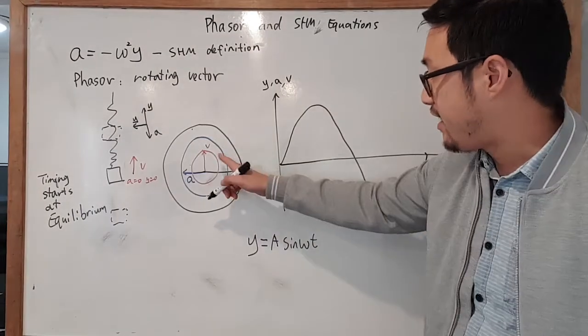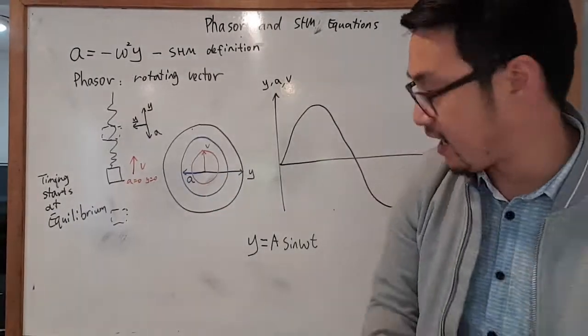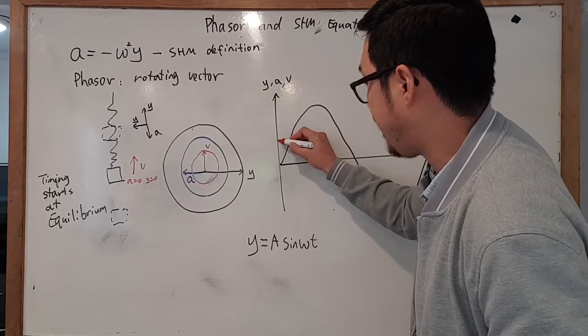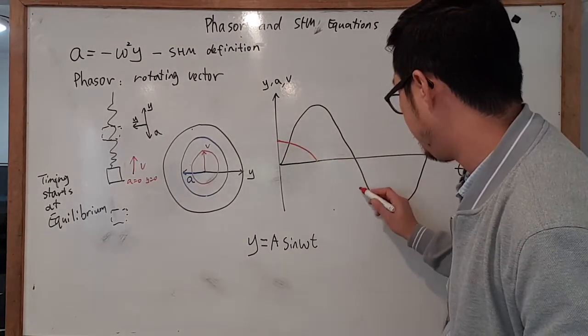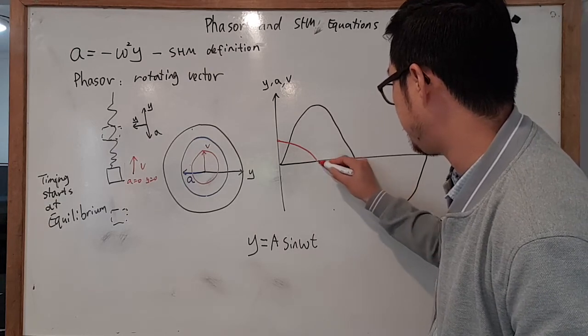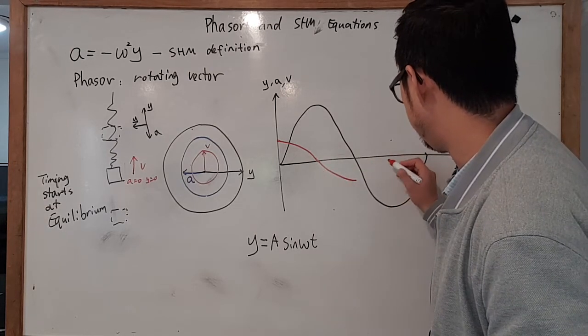Okay, all right. And then if we talk about velocity, right now velocity is at the maximum position, at the top. Velocity comes down to here, and then reaches the bottom position here. Say coming to here, here.